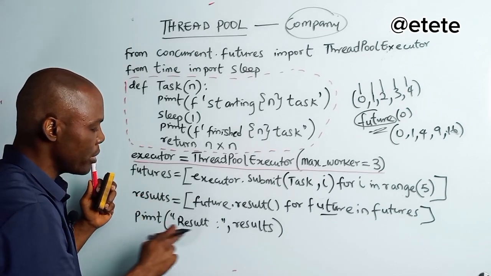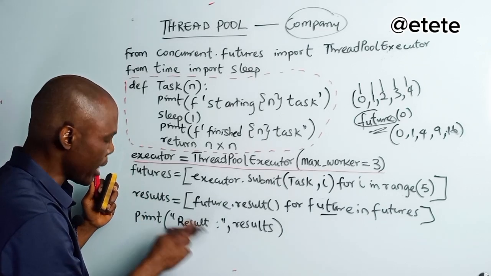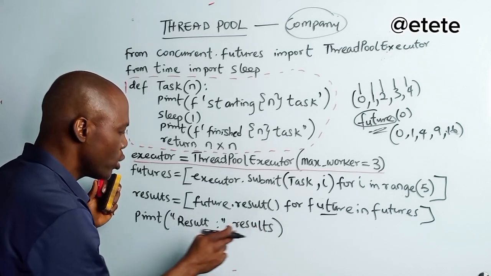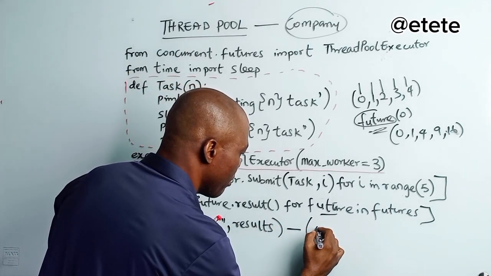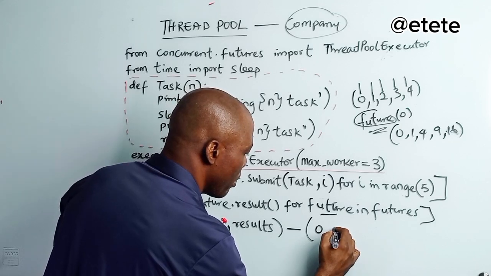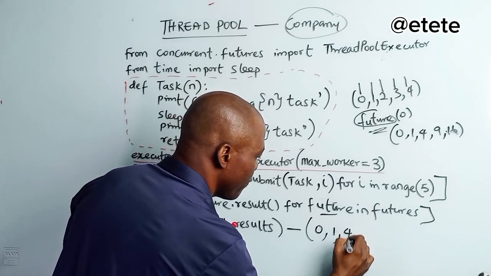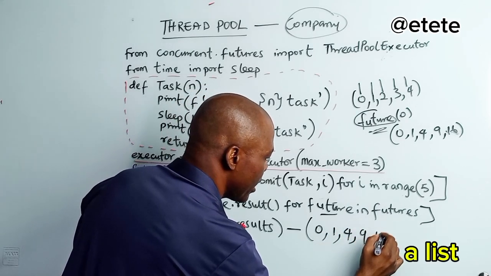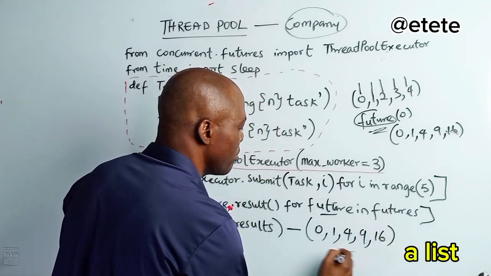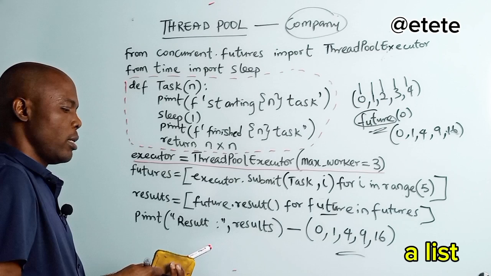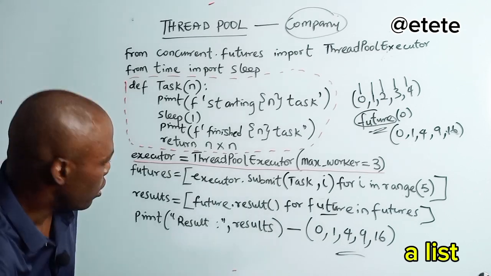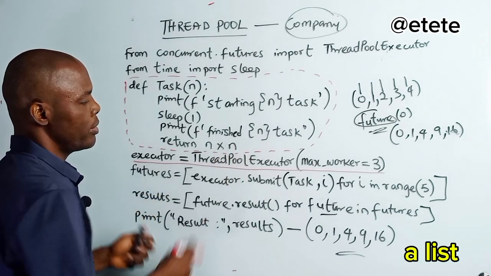So you now say print result, which is a string literal. This result will now be printed. So what will this print? 0, 1, 4, 9, and 16, right? This is what will be printed out on the screen for you to see. That's what we printed out based on the task return.